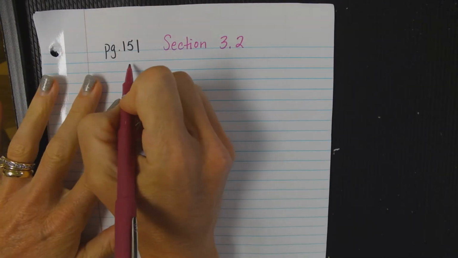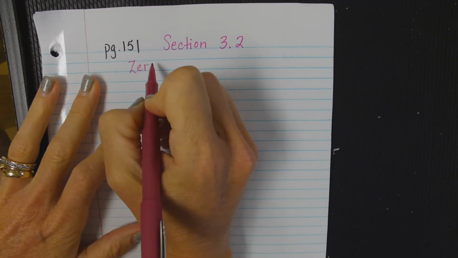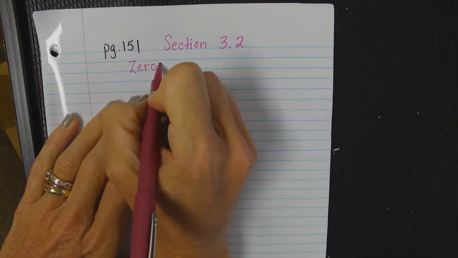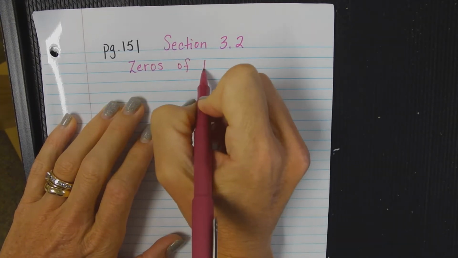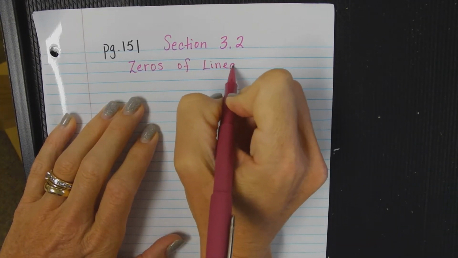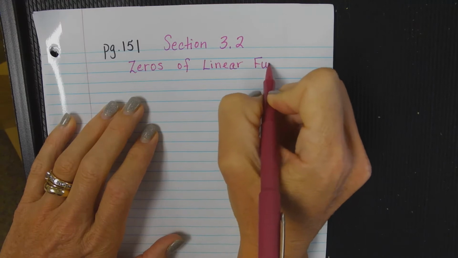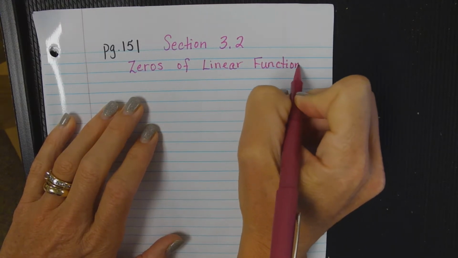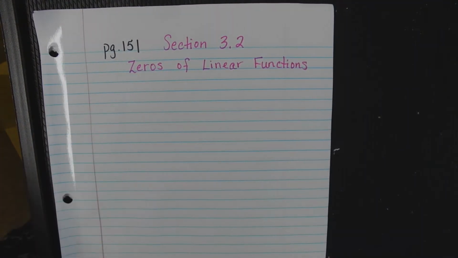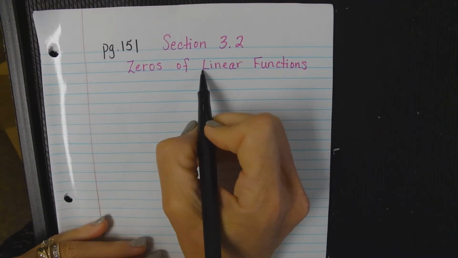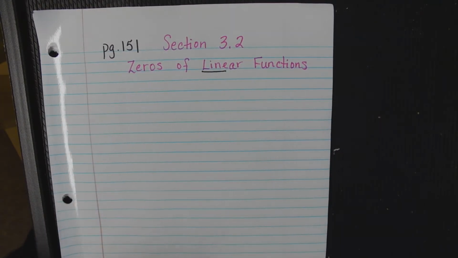Okay, this section is called Zeros of Linear Functions. All right, remember linear, what word do you see in linear? Line, just making sure y'all are awake.